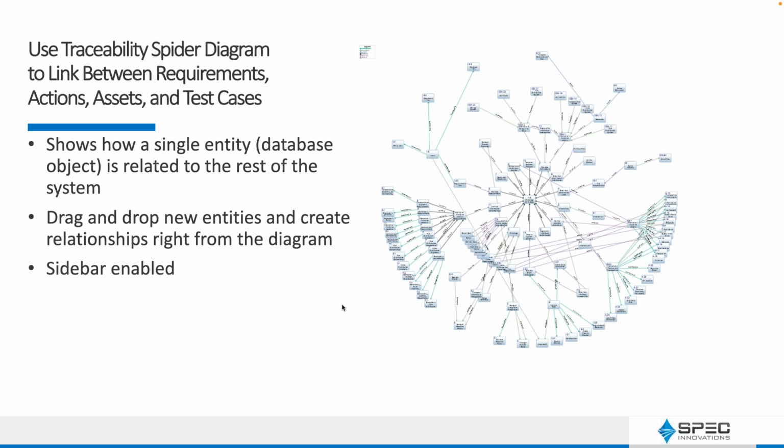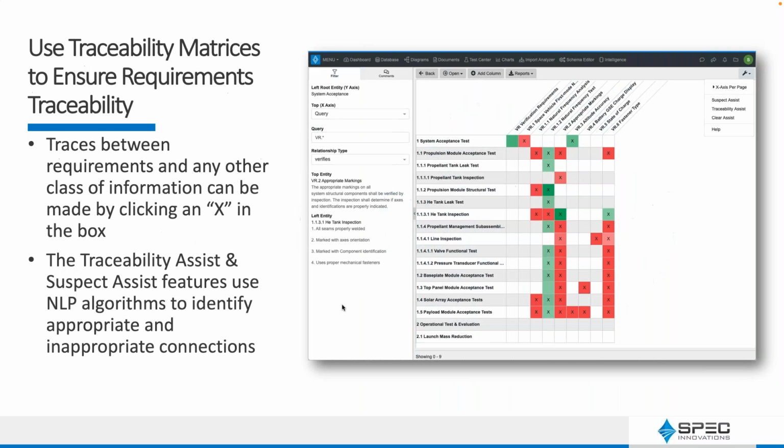And now we do help you a little bit with that. At least one level down is the traceability matrix. So the traceability matrix can show you how you've connected things together. And then we have traceability assist and suspect assist. The traceability assist is the green boxes, and the darker the green, the more chance the NLP algorithm says those should be connected to each other.